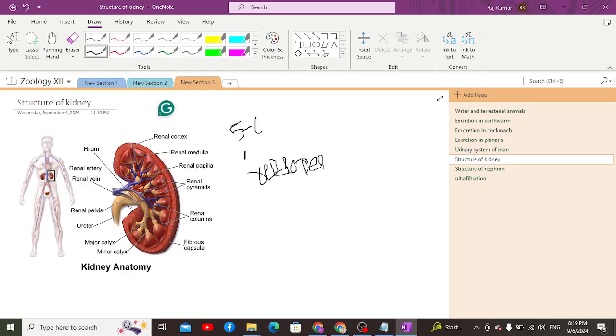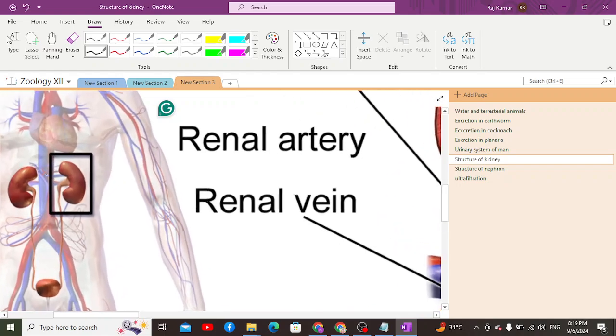Retroperitoneal position of the kidney means that retroperitoneal is an anatomical position in which the organs are present on the posterior side, on the dorsal side of the abdominal cavity. Let me try to draw the structure over here and clarify that in a diagram as well.